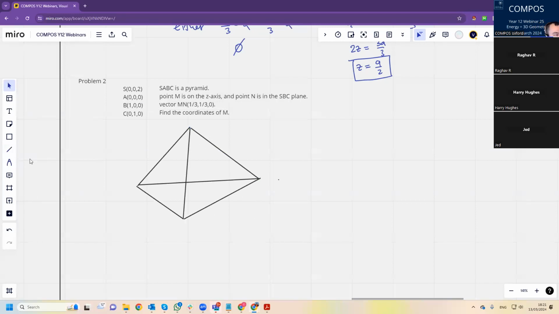Okay. S is on here. A, B, C. So A is 0, 0, 0. B is 1, 0, 0. C is 0, 1, 0. And S is 0, 0, 2. It's actually very useful because you can see that AB is perpendicular to AC and perpendicular to AS. So the pyramid looks more like this.